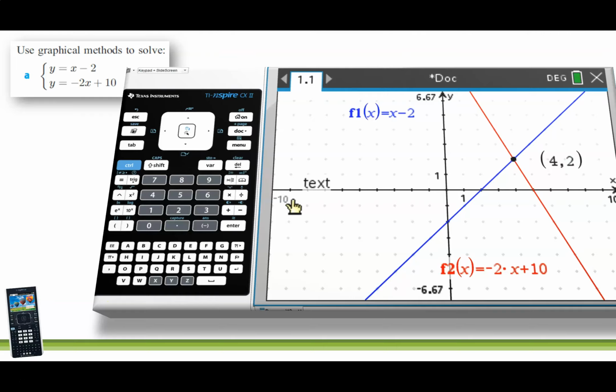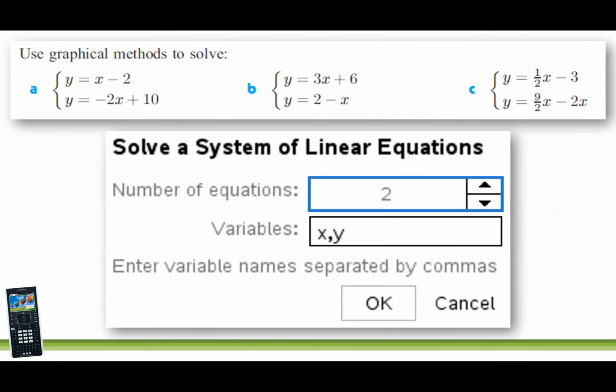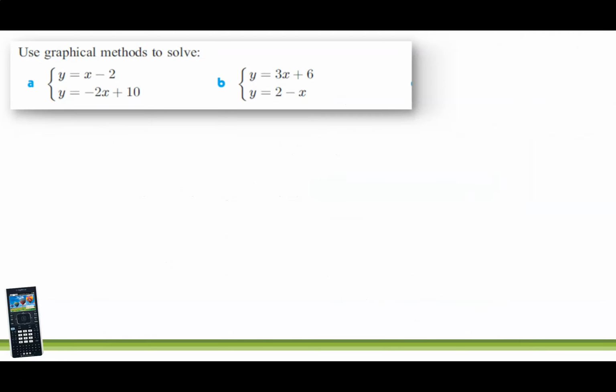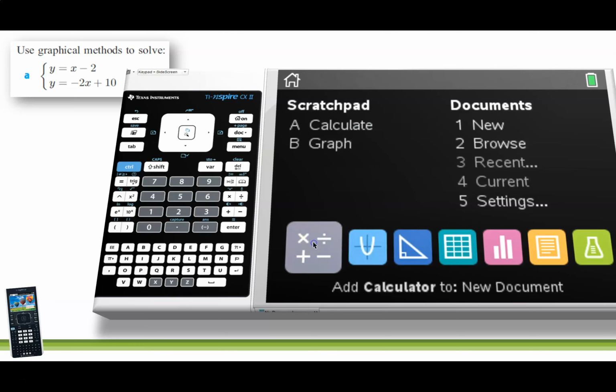But there's even still another way to do it. I'm going to show you that there is what we call a system of linear equations or simultaneous equation problem solver on our calculator. And here's another little video of how that works.